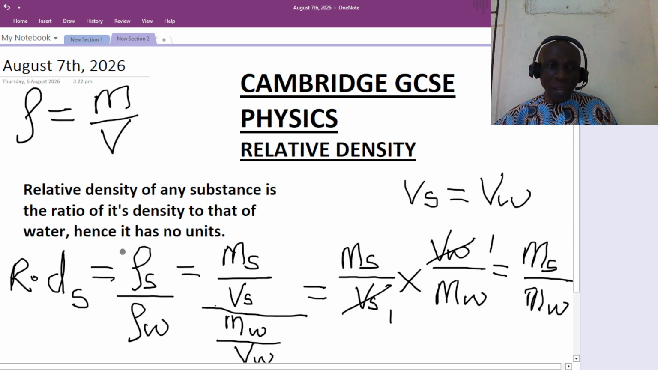That defines relative density. But when you define relative density as a ratio of masses, you must specifically state equal volume. So relative density can also be defined as the ratio of the mass of a substance to the mass of an equal volume of water. That's the end of the class.